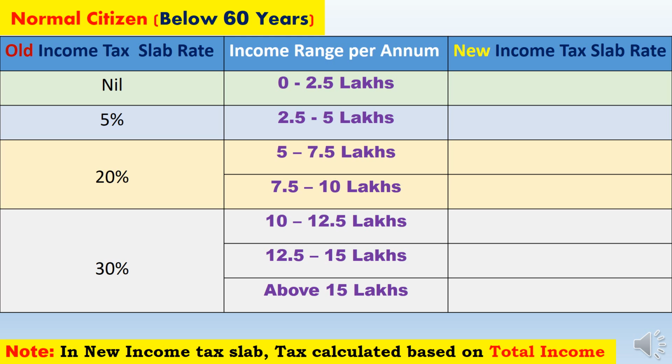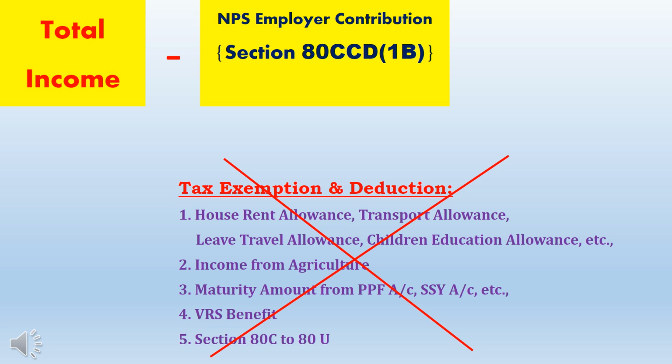We should not consider the taxable income. In the new income tax slab, tax exemptions and tax deductions will not be considered, but the government is giving permission to subtract very few tax deductions from total income, especially under section 80CCD(1B), that is NPS employer contribution. If you are eligible for this tax exemption, then from your total income you can subtract the NPS employer contribution amount.